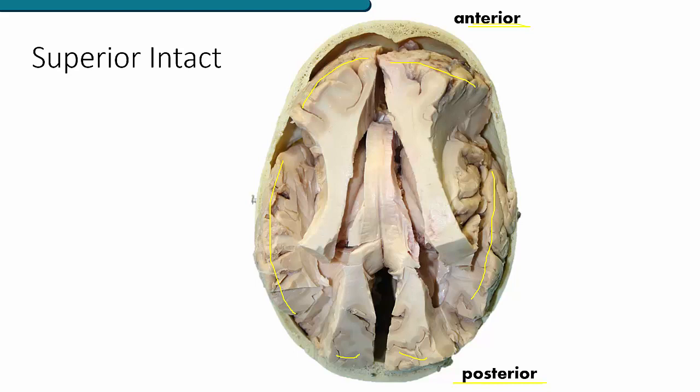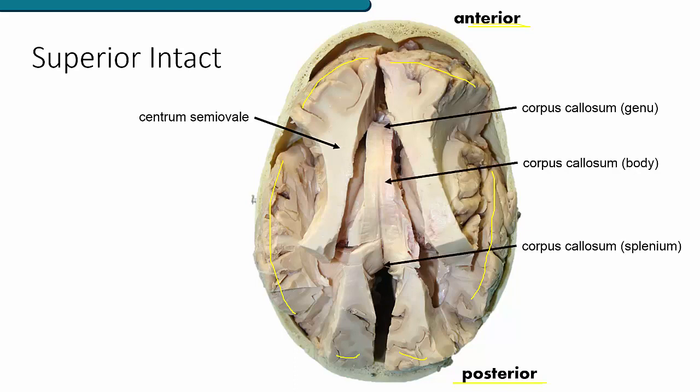Let's label a few more structures to help you really make sure that you know where you are. So we have the centrum semiovale, all that white matter traveling to and from the cortex. We have the corpus callosum with the genu, the body, and the splenium, so we can see 3 of the 4 components of the corpus callosum. We can also see the insular cortex. Now that we've removed much of the frontal and parietal cortex, we can really see quite nicely in a wet brain what the insular cortex looks like.